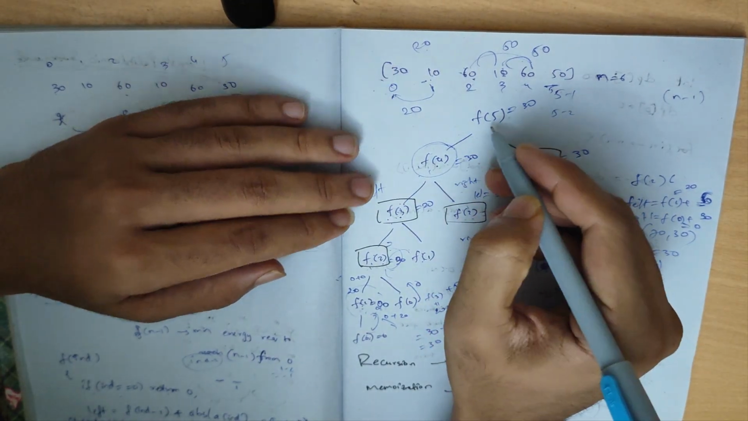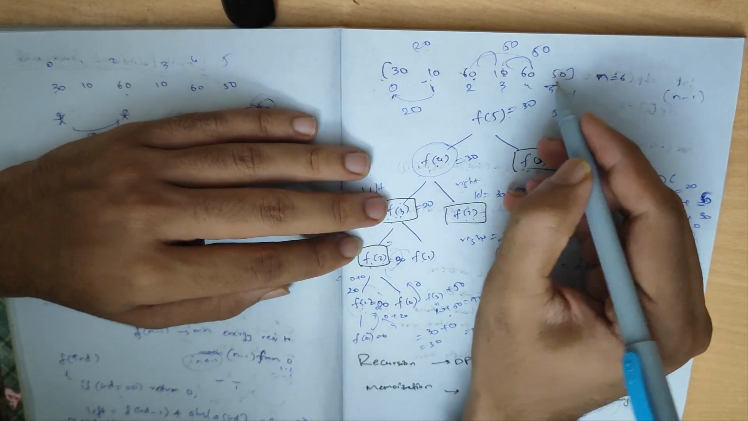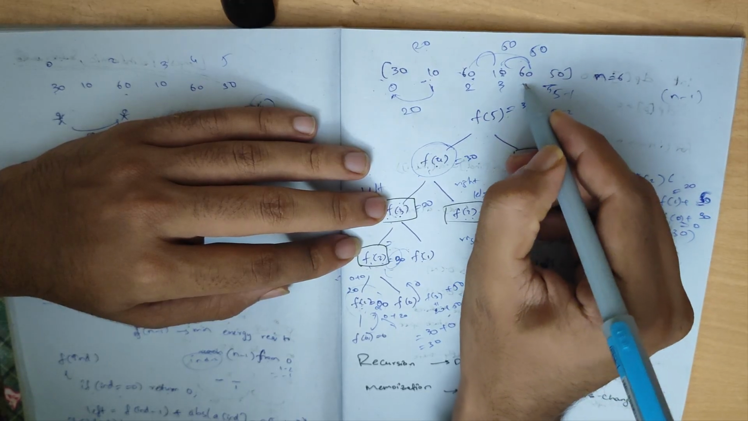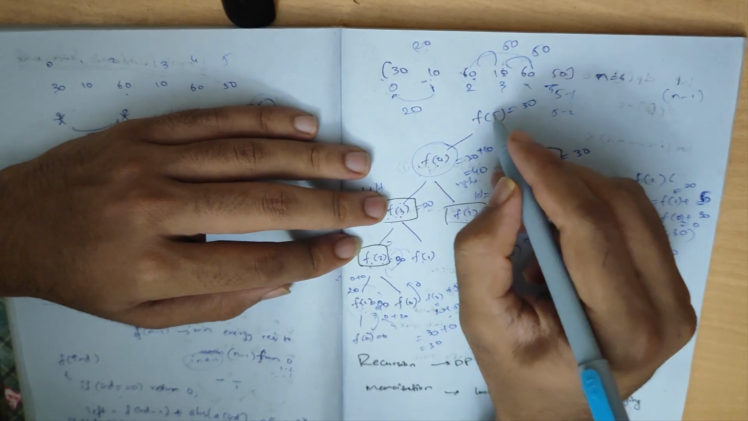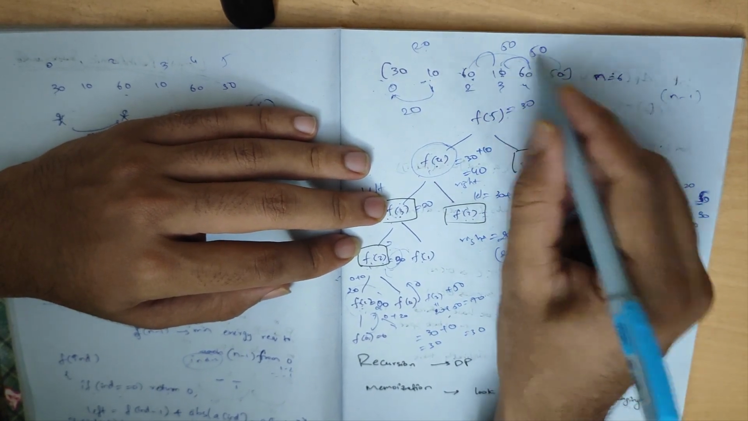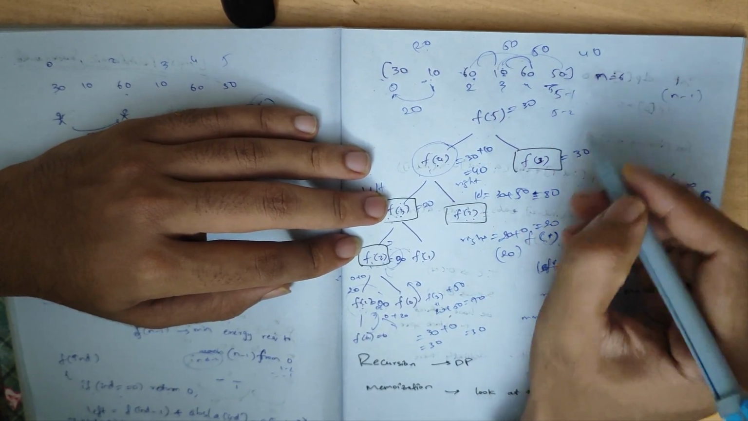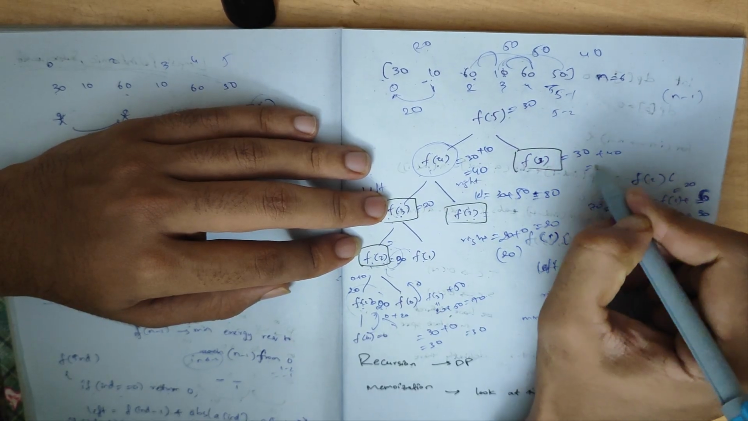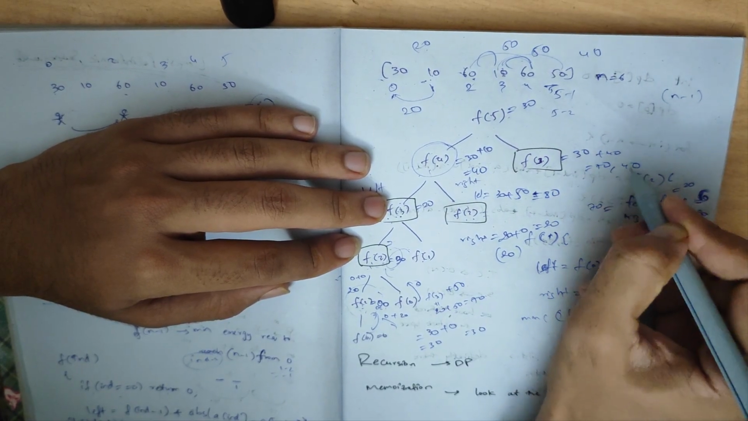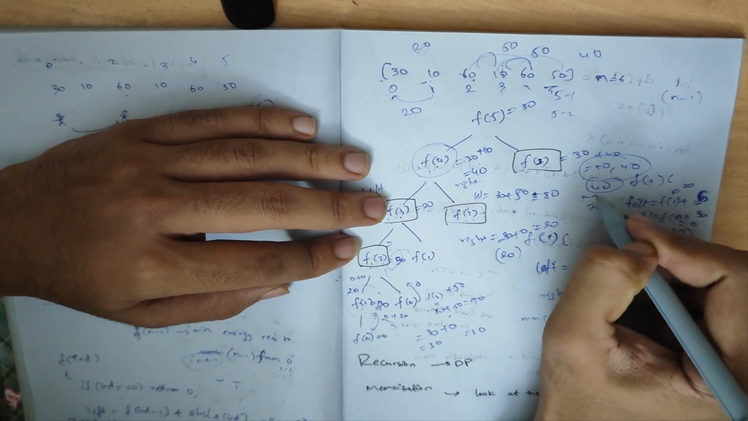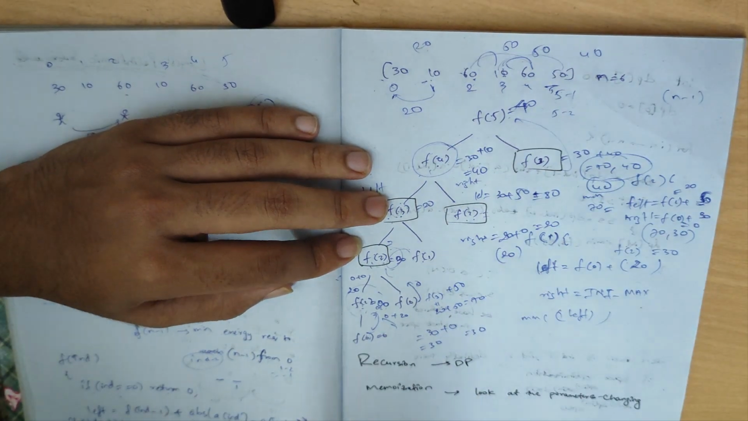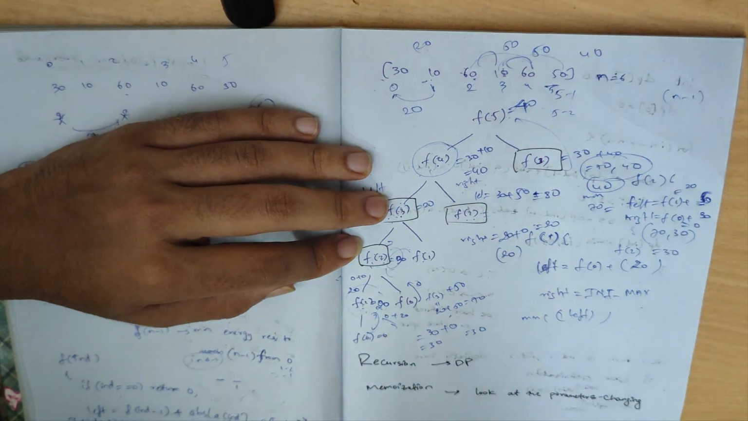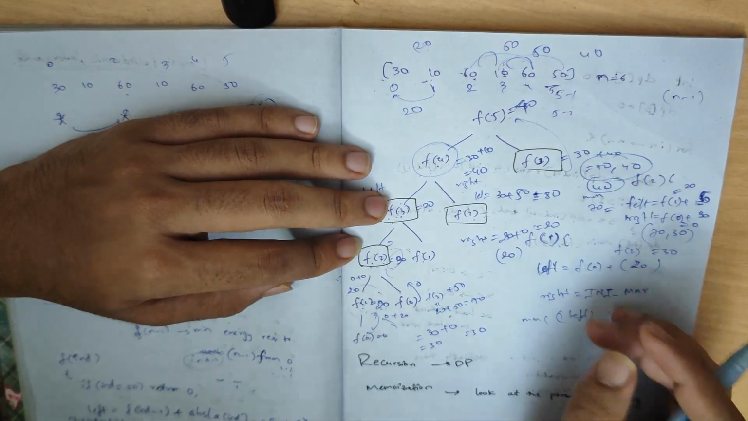Since I haven't calculated the difference, from 50 to 60 the difference is 10, plus 30, it is 40, and from the 5th index to the 3rd index, the difference is 40, so 30 plus 40 is 70. Among 70 and 40, 40 is the minimum, so 40 goes here, f of 5 is equal to 40. So now let's understand the code.